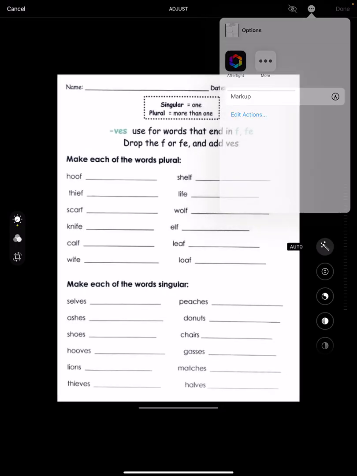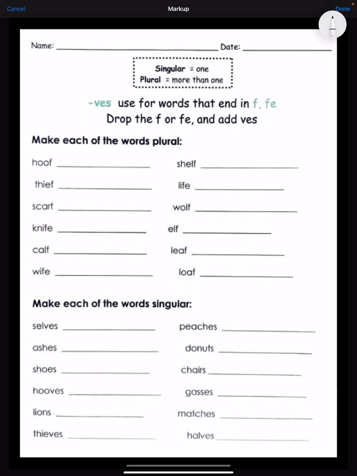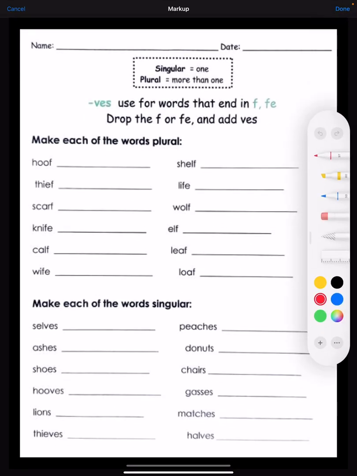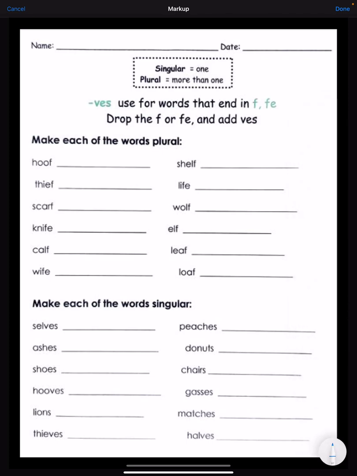Okay, so here we go. I'm going to get another color. How about blue? So what we're going to do is drop the F or FE and then add VES. If our word was hoof, like one hoof of a horse, but we want the plural of that word, we're going to cross off that F and add VES. So now it becomes hooves.